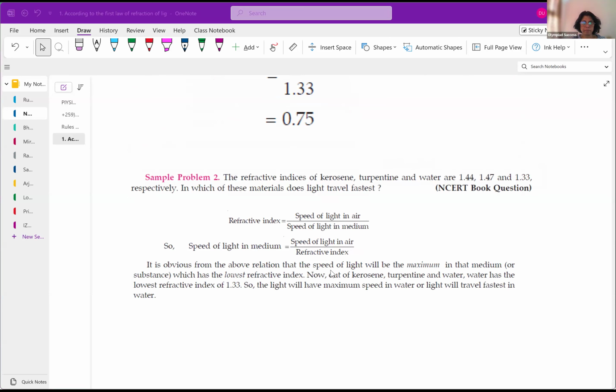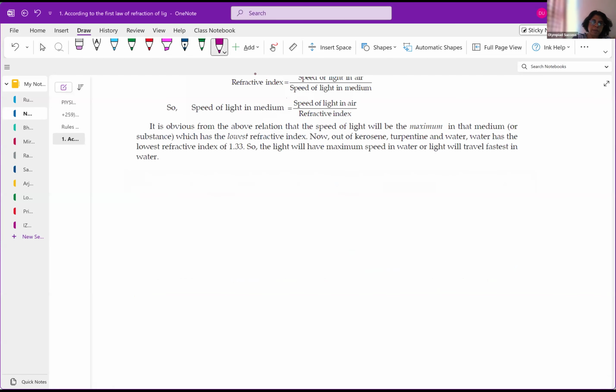Done. Yes, I'm done. Now we'll start with lens. This is the main part of the chapter.